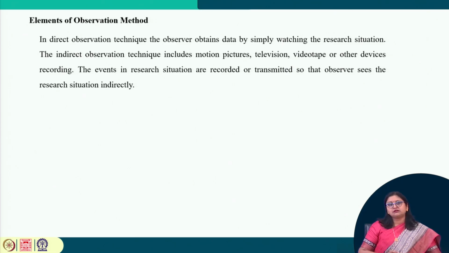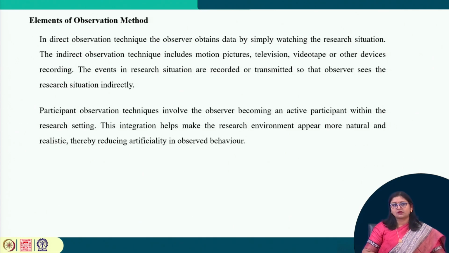In the direct observation technique, the observer obtains data by simply watching the research situation. The indirect observation technique includes motion pictures, television, videotape or other recording devices. The events in the research situation are recorded or transmitted so that the observer sees the research situation indirectly.